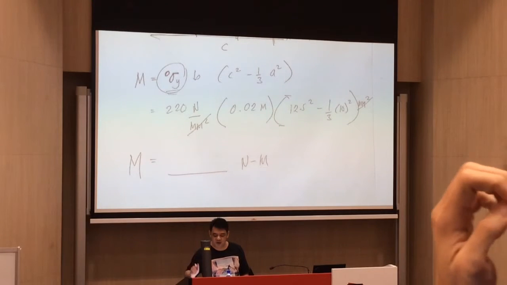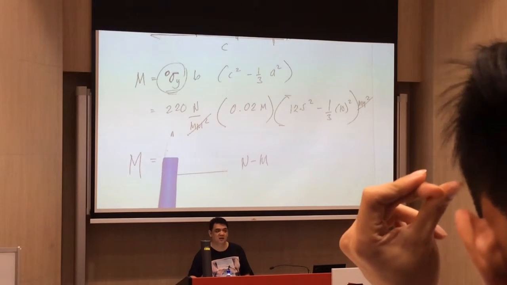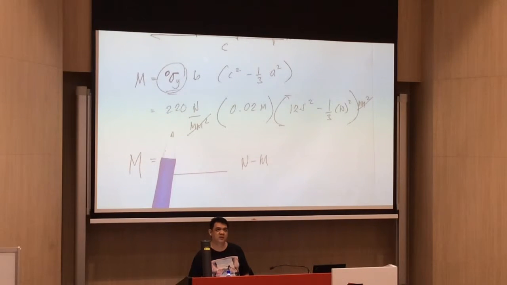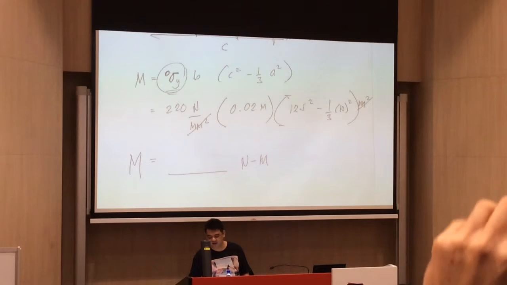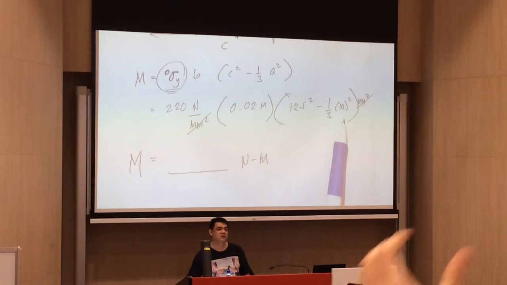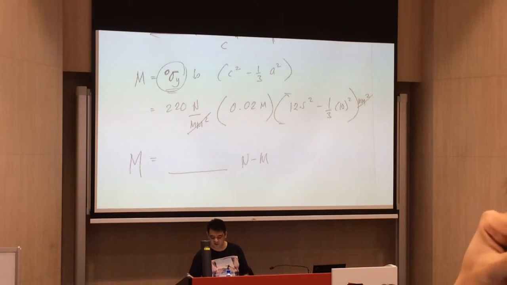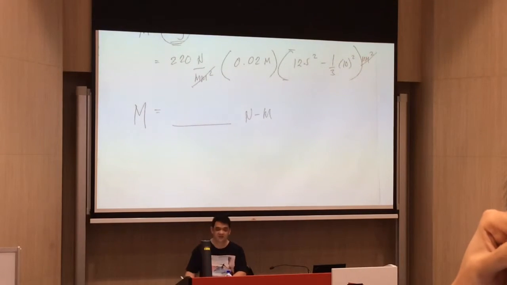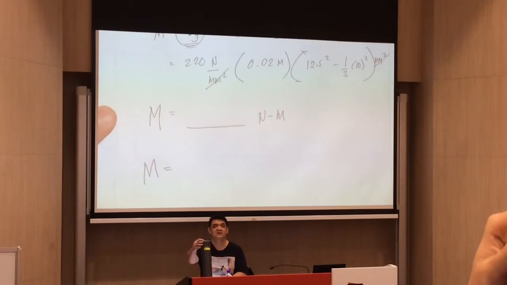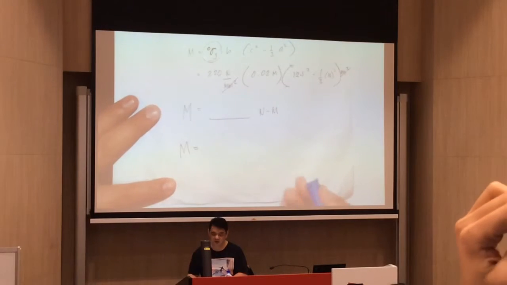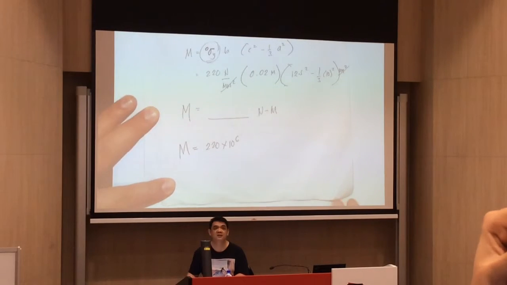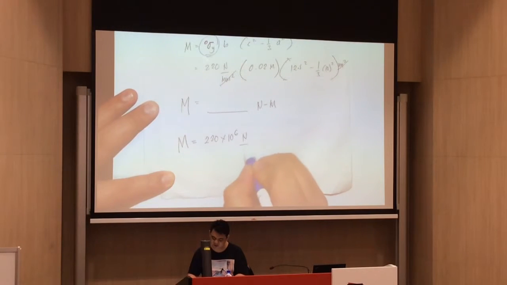Well, nobody's stopping you from converting or using Pascal. So if that's 220 megapascal, then this will be 220 times 10 to the 6 Pascal. And this will be in meters, so you can convert this one in meter as well. So if you want this one to be in Pascal, you can have this one to be 220 times 10 to the 6 Pascal or Newton per meter squared, not a problem.